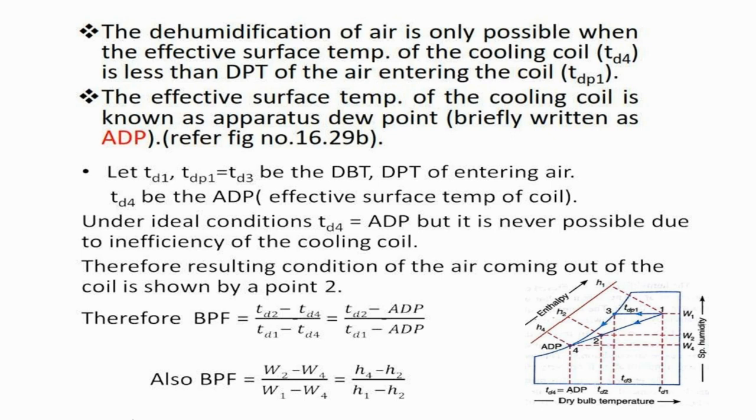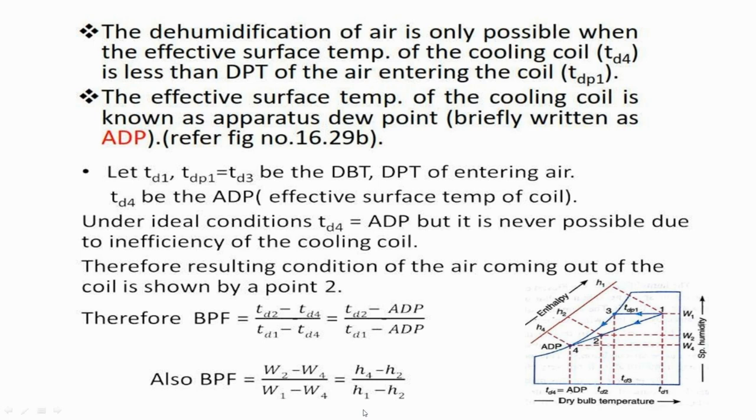It's never fully possible due to the inefficiency of the cooling coil. In the previous lecture we have seen the bypass factor, that in practical conditions there is always a bypass factor, which is the inefficiency of the coil, that cannot give the same temperature as the coil. Therefore, the resulting condition of the air coming out of the coil is shown by point 2.